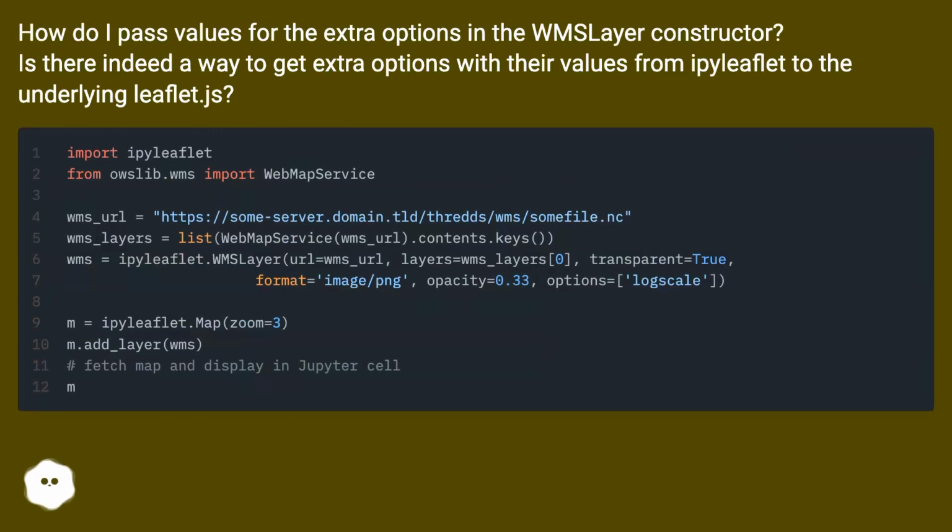How do I pass values for the extra options in the WMS layer constructor? Is there indeed a way to get extra options with their values from ipyleaflet to the underlying leaflet.js?